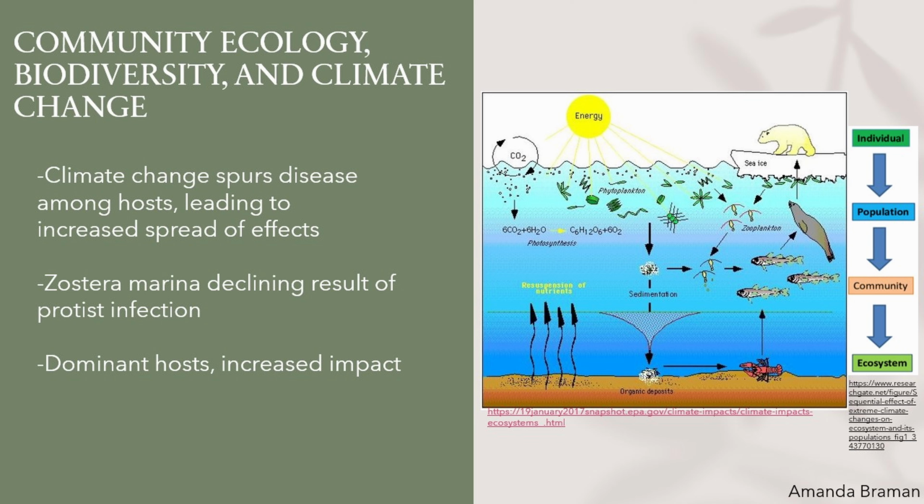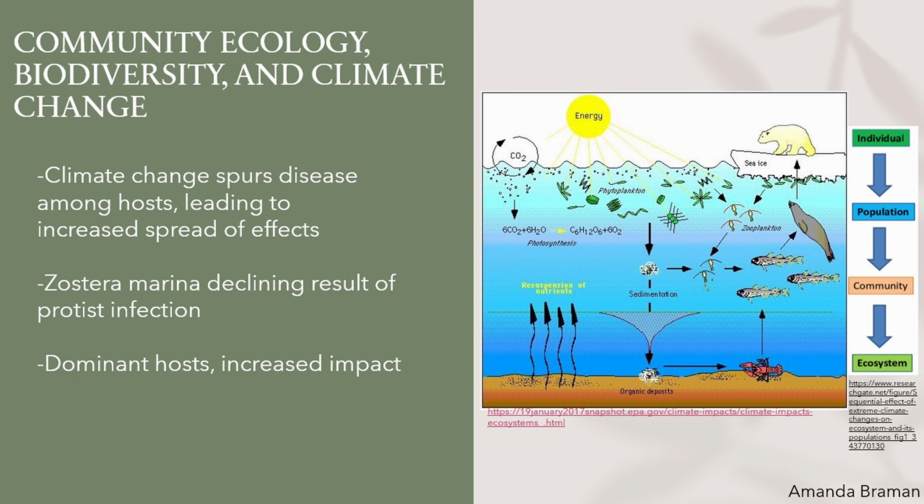Climate change and increase in temperature has a huge impact on ecosystems, especially in marine systems. It leads to your dominant hosts, or the big players in this picture on the right, being affected, and when some of the big species are affected, it impacts a bunch of other species in the entire ecosystem.